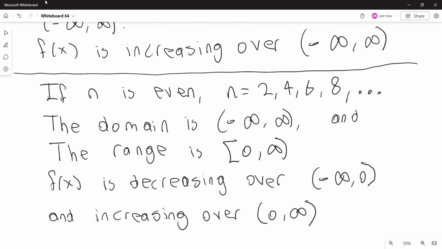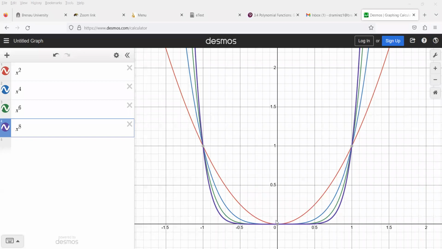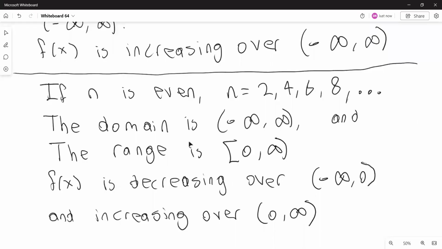Okay, so let's see it again. The domain is all real numbers. The range is 0 to infinity, including 0. And it's going to be decreasing from -infinity to 0 and increasing from 0 to infinity. Okay, so I'm going to show you the properties of the graph of x to the n. So I'm going to copy that. That's on page 339.